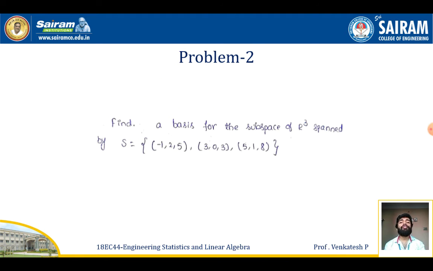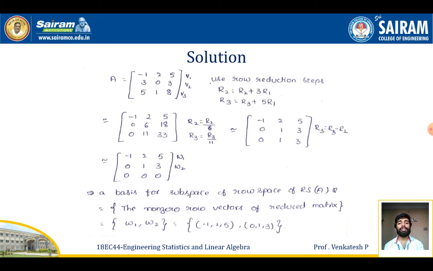One more example: find a basis for the subspace of R power 3 spanned by the set S equal to minus 1, 2, 5, 3, 0, 3, 5, 1, 8. So some spanning vectors they have given, and I have to find the basis here. First you make the matrix according to the given vectors. So A will be equal to minus 1, 3, 5, 2, 0, 1, 5, 3, 2 according to V1, V2, V3 I'm taking here.